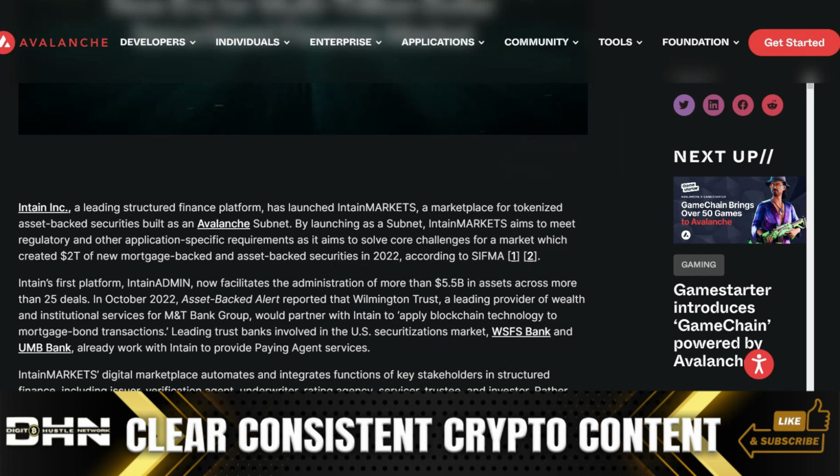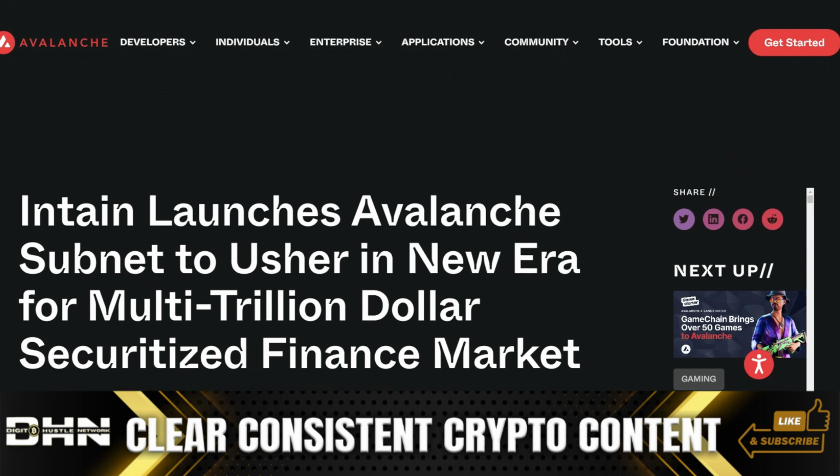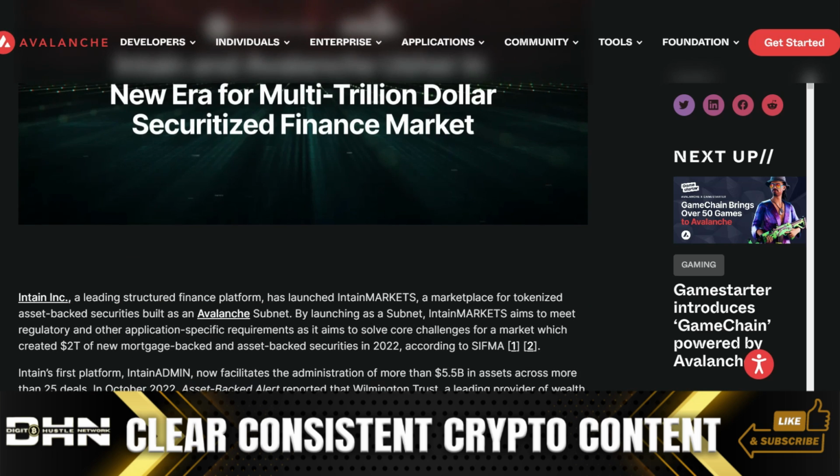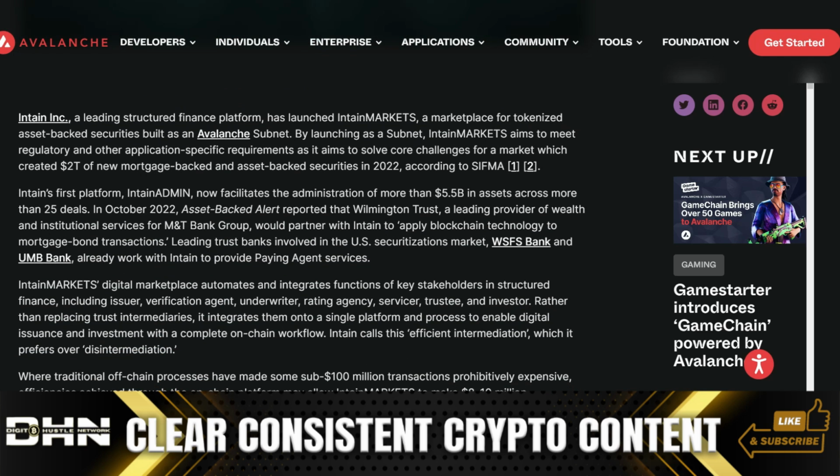And then we also have Intain, which they mentioned in the article, but Intain got involved earlier in 2023. What they're providing is Intain Markets, which is a marketplace for tokenized asset-backed securities using an Avalanche subnet. They aim to meet regulatory and other application-specific requirements as it aims to solve core challenges for a market which created $2 trillion of new mortgage-backed and asset-backed securities in 2022.